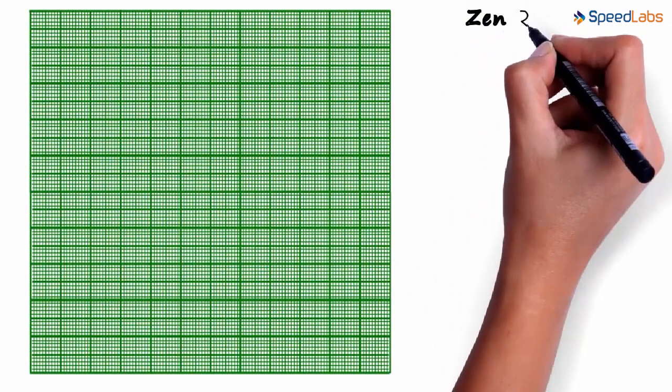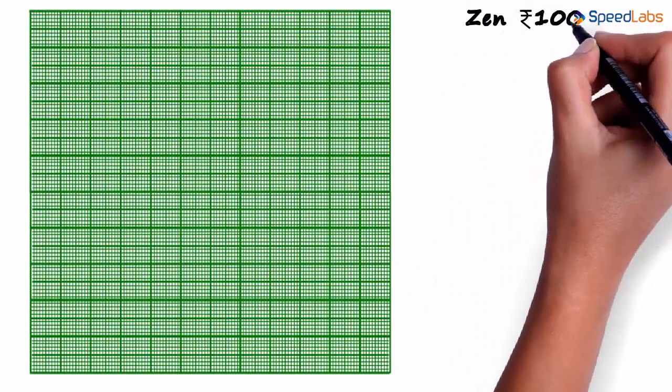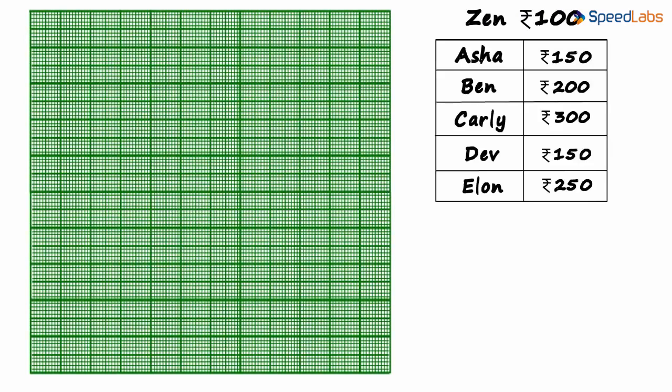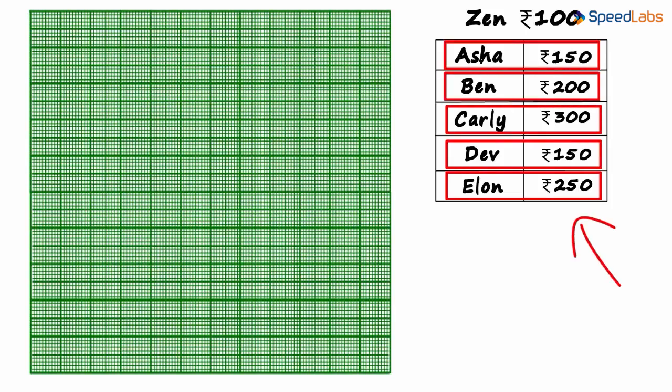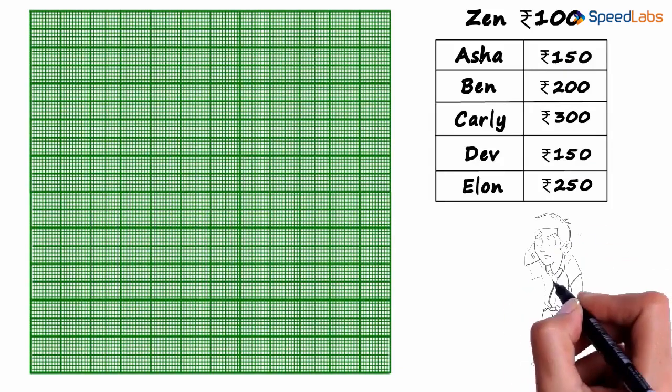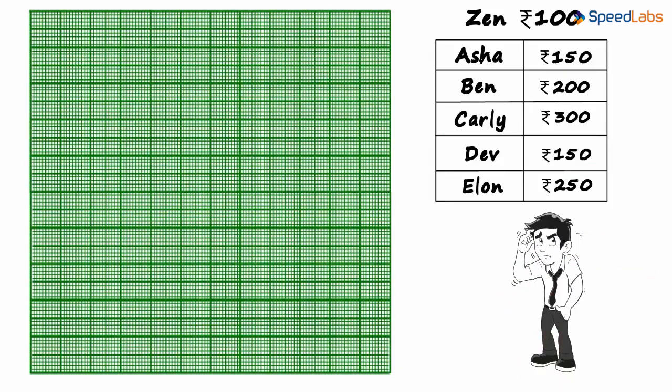Zen used to receive a weekly allowance of 100 rupees per week. To convince his dad to increase his monthly allowance, he presented the following data to his dad. These are the weekly allowances of 5 kids in his neighborhood. To represent this diagrammatically, Zen plans to draw vertical bars for weekly allowances. But the important question that pops up in his head is what scale should he choose on the y-axis?